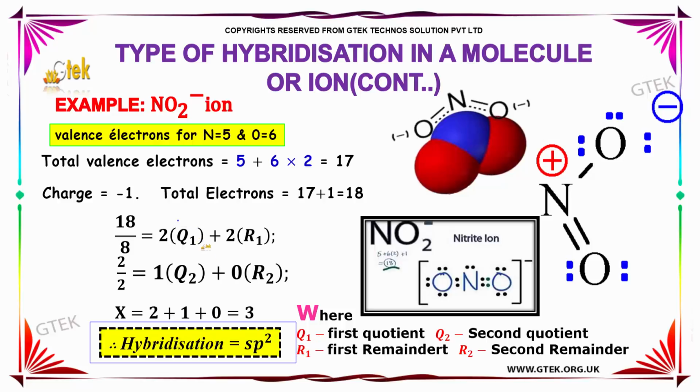Q1 is the first quotient, Q2 is the second quotient, R1 is the first remainder and R2 is the second remainder.